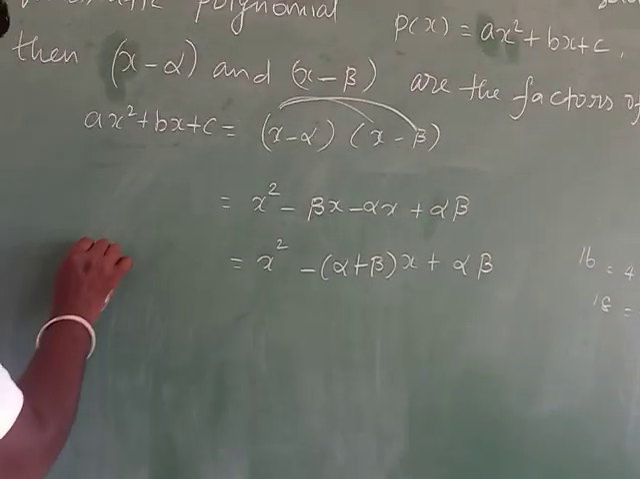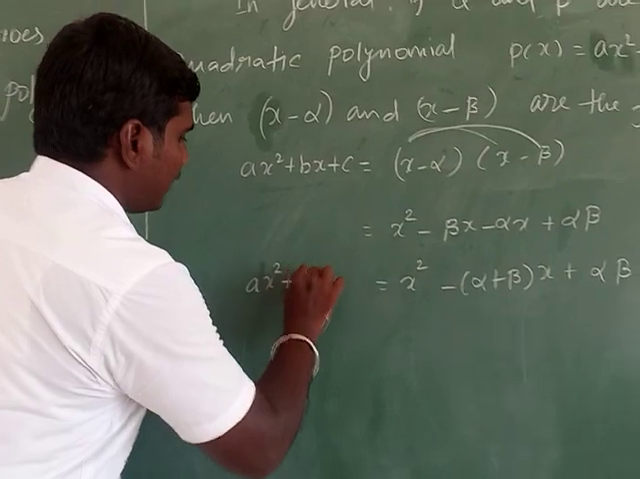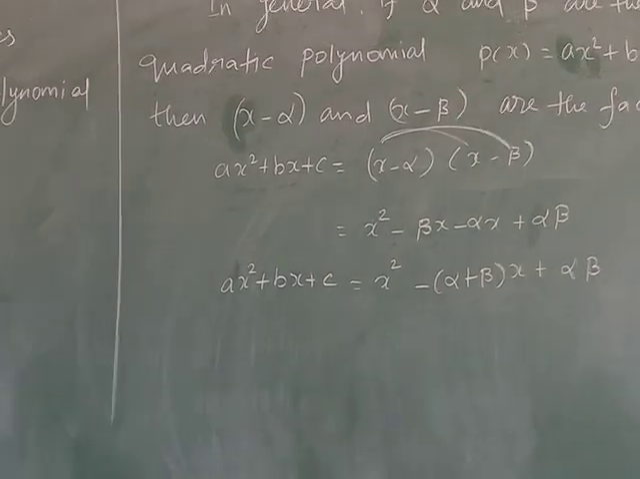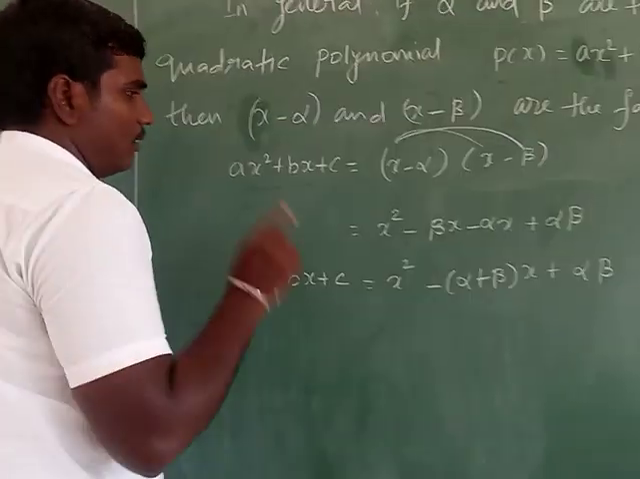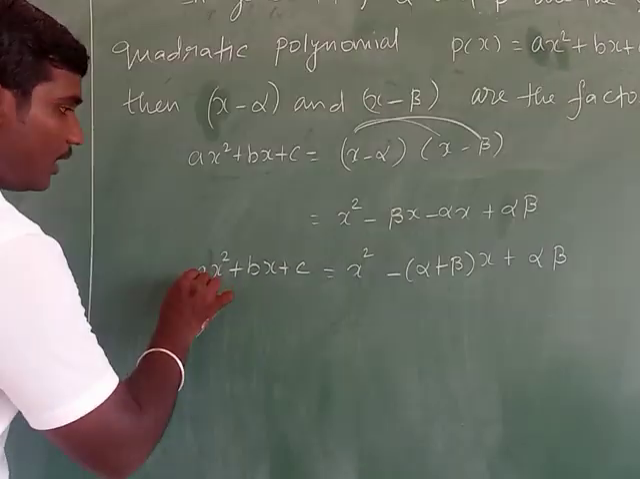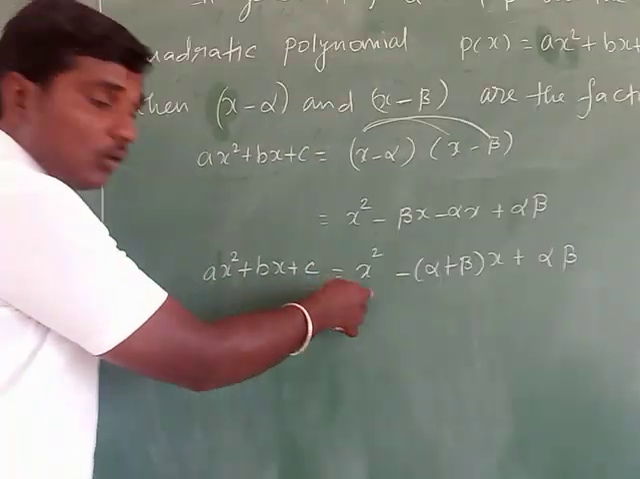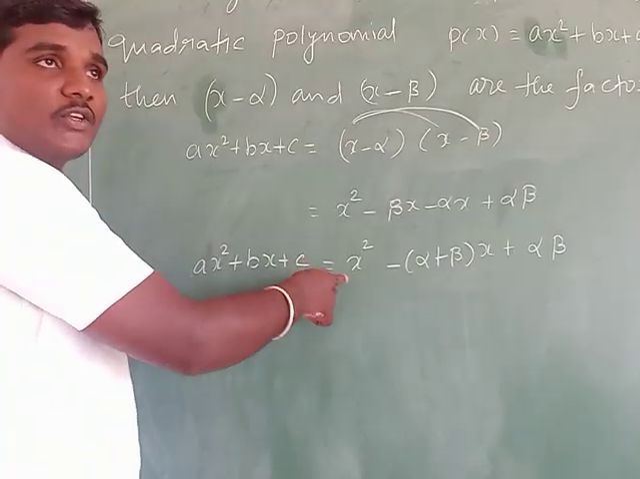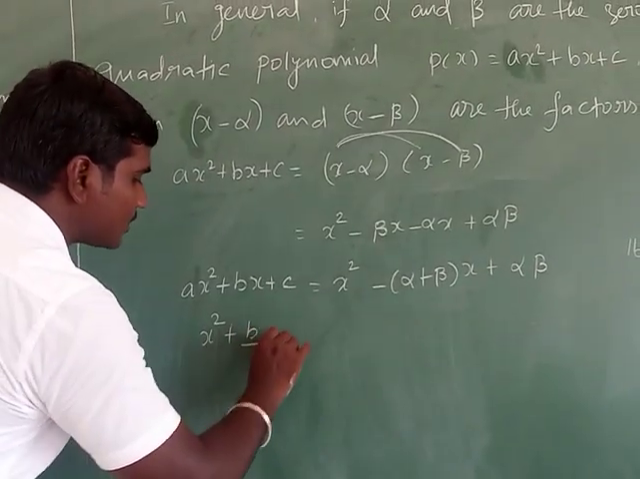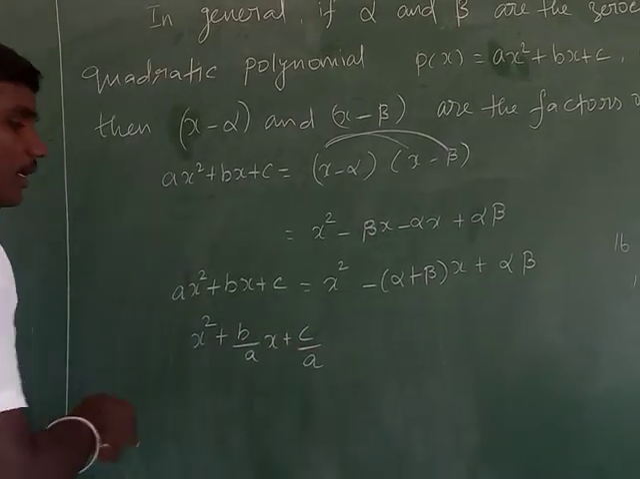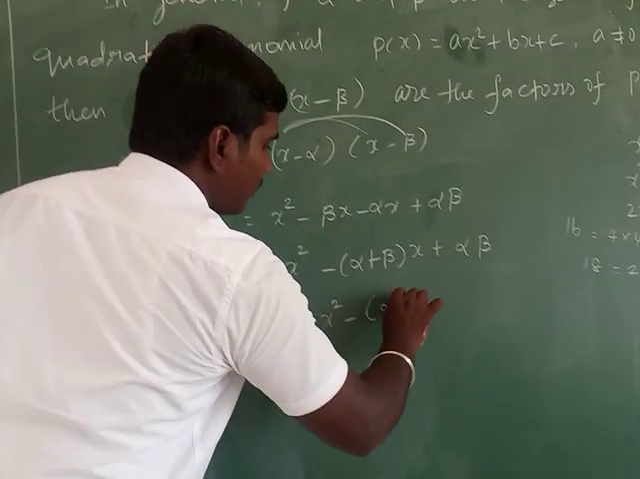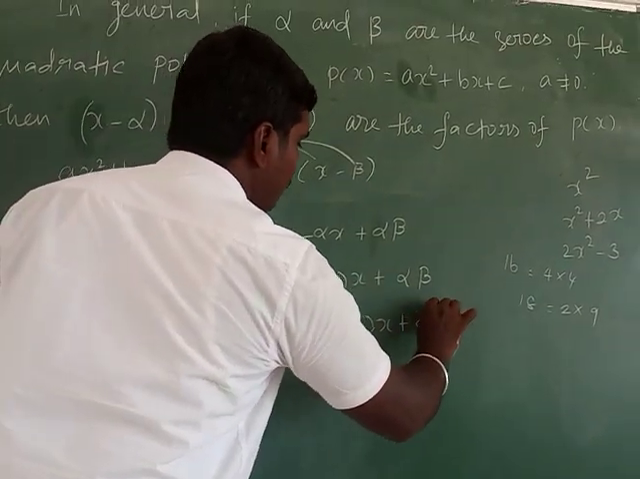Now compare it with ax square plus bx plus c. Here we need x square as the first term, with no coefficient. So we divide the right side by a: x square plus b by a x plus c by a. Compare this with x square minus alpha plus beta x plus alpha beta.